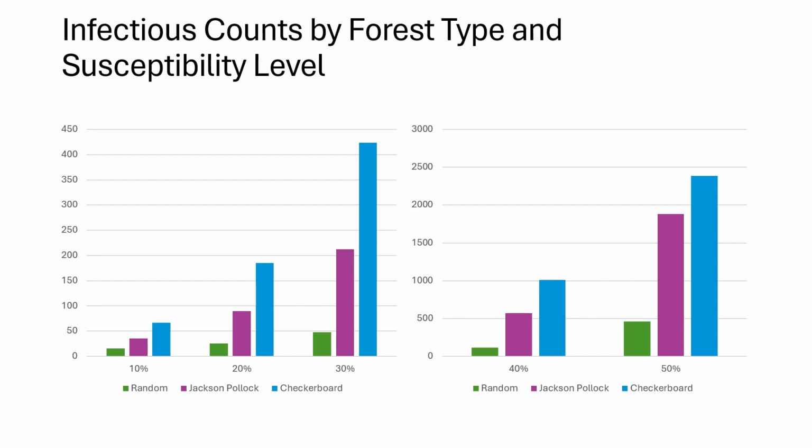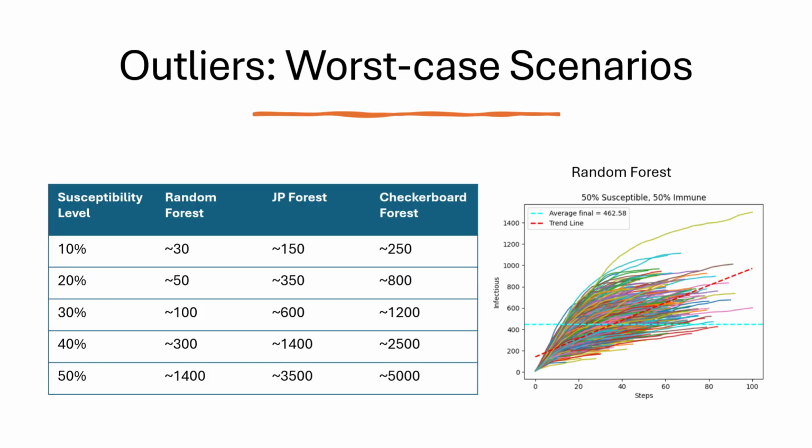After running multiple trials for each forest type and varying the proportion of susceptible trees, we found that the random forest had fewer total infections on average and fewer extreme outliers. The Jackson Pollock forest ranked second, followed by the checkerboard forest. This pattern held at all susceptibility levels: 10%, 20%, 30%, 40%, and 50%.